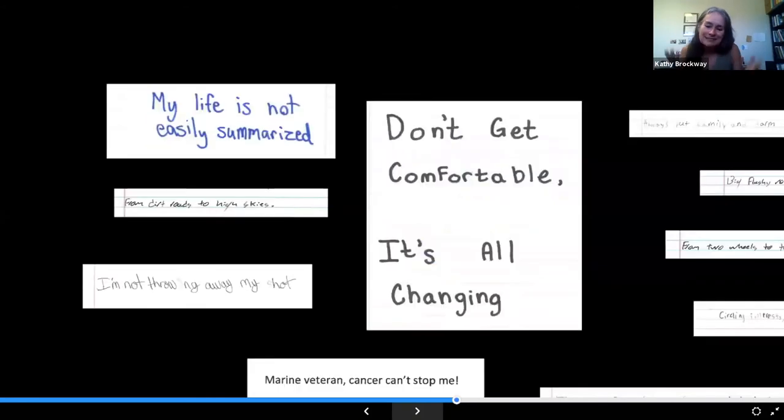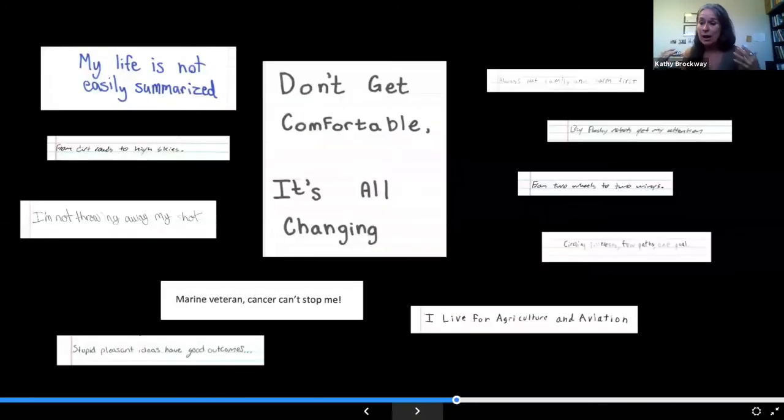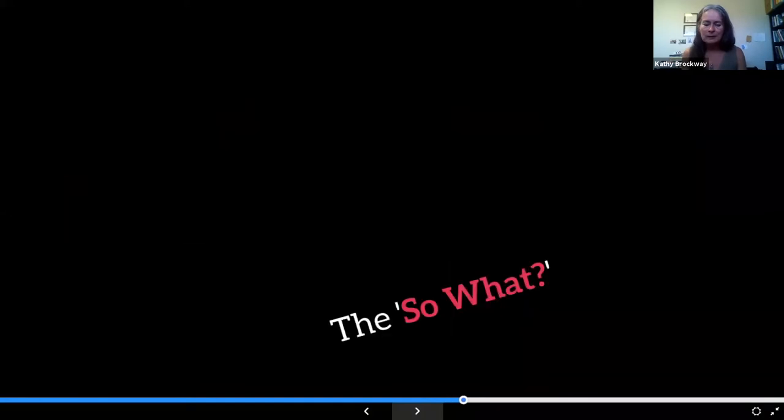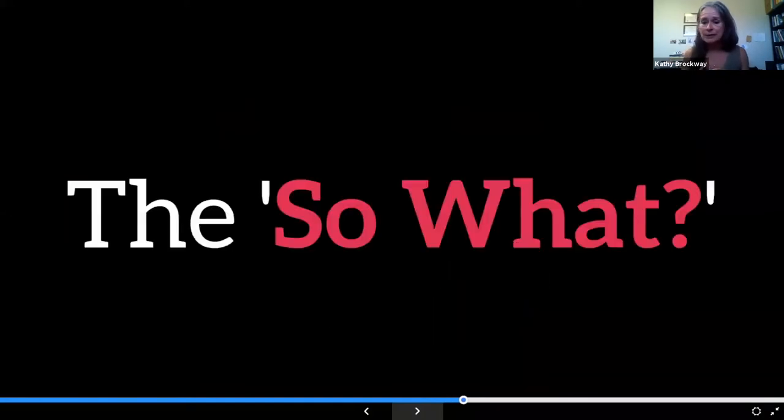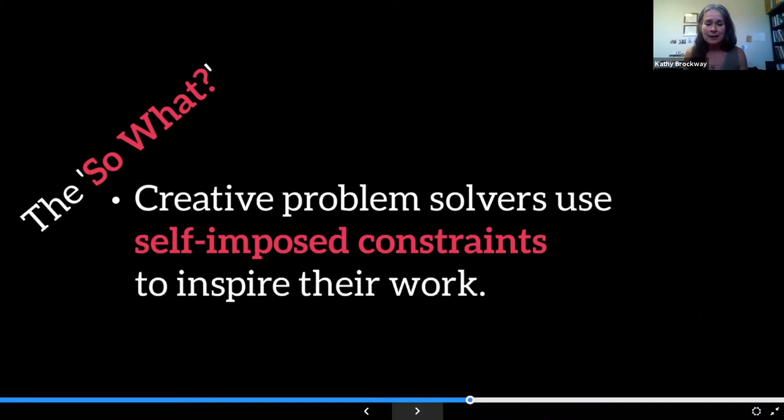And so again, just a couple of examples of how I use self-imposed constraints to help students with their creativity. We all face constraints, right? Budget constraints, time constraints. Every assignment has constraints, but how can you amp it up just a little bit more? So after we do these activities in my class, I hit the so what. Creative problem solvers use self-imposed constraints to inspire.